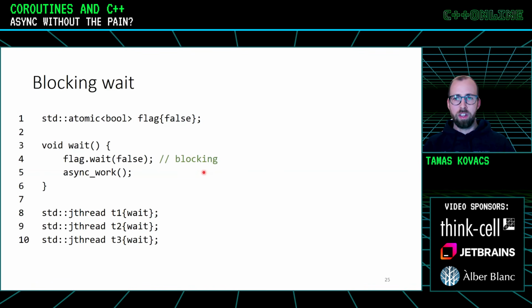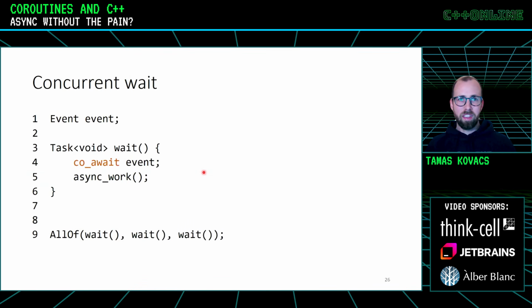But let's think about it a little bit. What's happening under the hood? We are using heavyweight operating system threads just to wait. Those threads are simply parked by the kernel somewhere in a list. That's really a waste of resources. But let me show you the real power of coroutines.